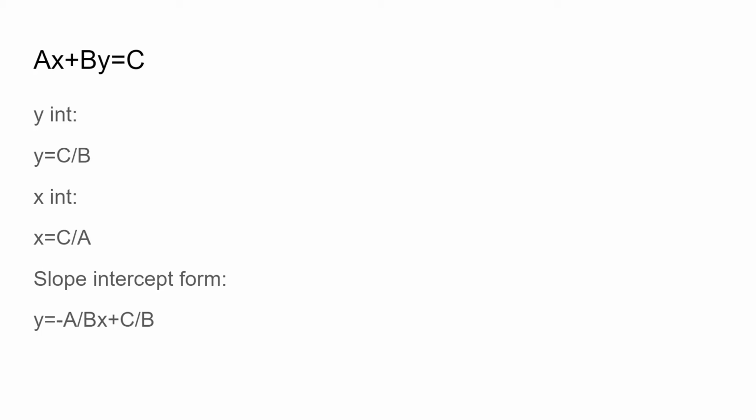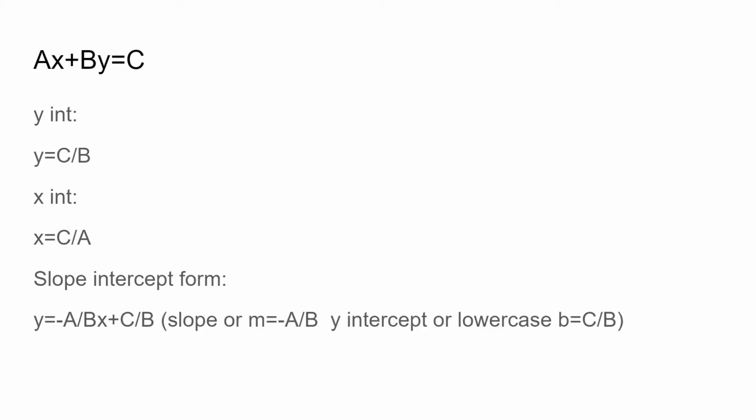And now let's turn this into slope-intercept form, and we get y equals negative a over b times x plus c over b. And from this we can learn that the slope, or m, is equal to negative a over b, which is here, and the y-intercept, or lowercase b, is c over b, and that matches with what we found earlier. So just remember these if you don't want to do more work later.